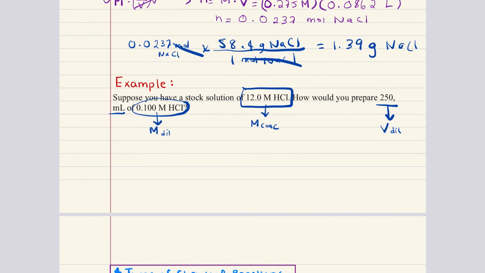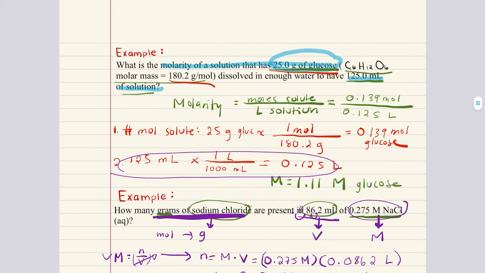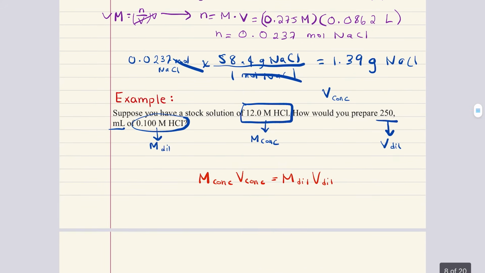In order to prepare that, what you're missing is the volume of your concentrated solution. Because then we can use our equation: molarity concentrated multiplied by volume concentrated equals molarity of your diluted multiplied by your volume of diluted. Right? This is just the equation we just talked about. We have this, and we have this. All we need to figure out is this to be able to know how we can prepare 250 milliliters of 0.1 molar hydrochloric acid.